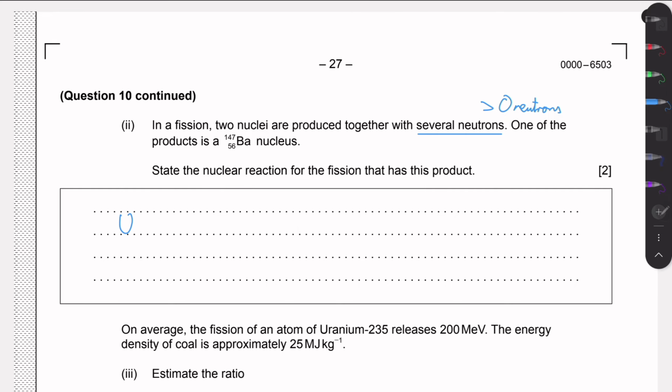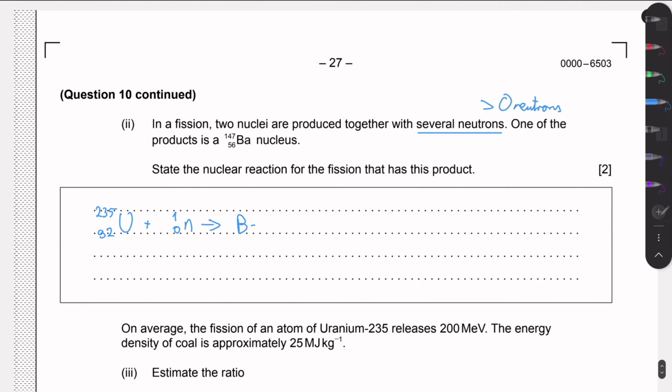So we know our starting product is uranium-235. And we also know we have to collide it with a neutron. So this is kind of our reaction that is happening here. And we also know that barium is being formed, Ba. Like this. And we need to see what else could be formed. Well, we know that both sides of a reaction must have the same proton number and the same mass number.